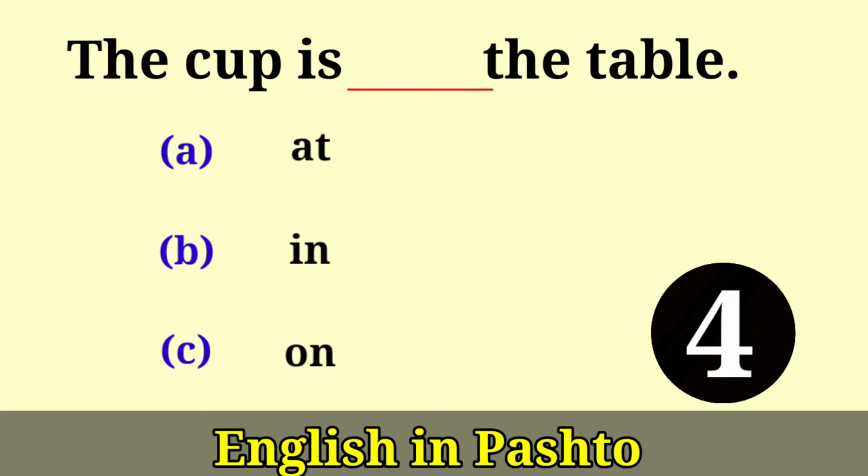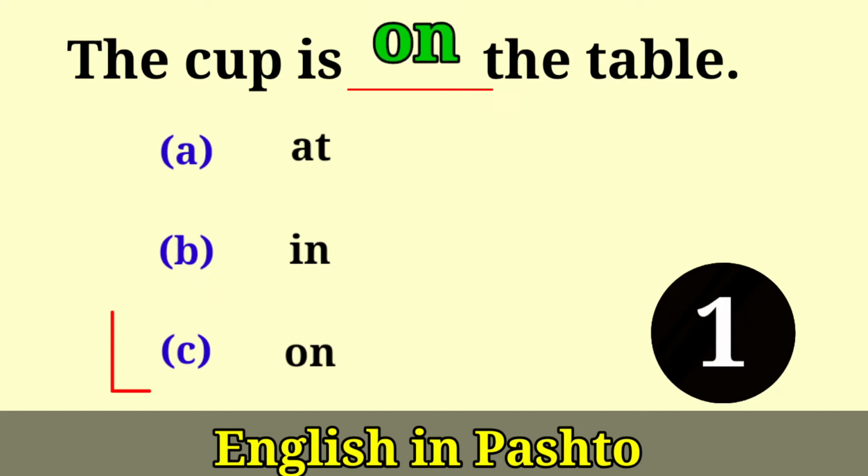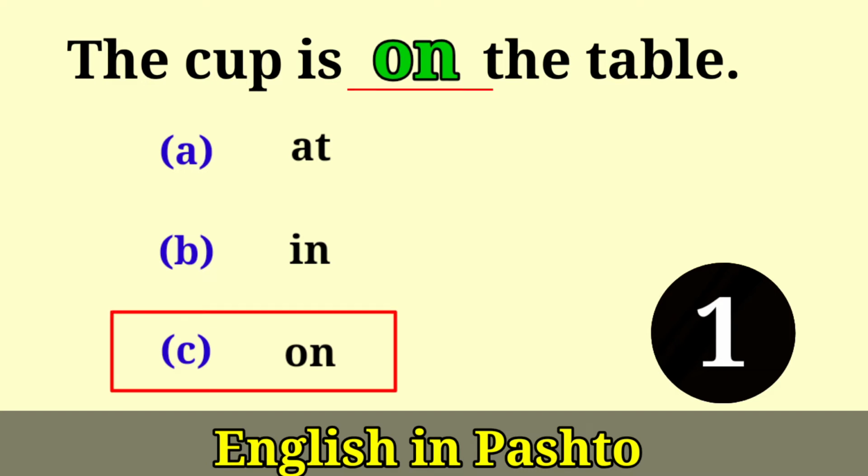Sentence: The cup is dash the table. Option A, at; B, in; C, on. The correct option is C, on. The cup is on the table. Cup means pyala, the table.